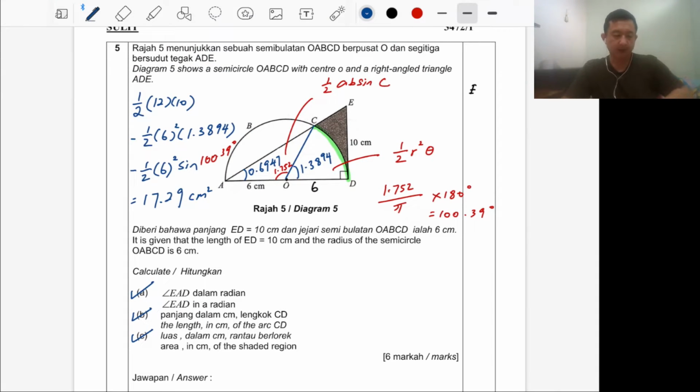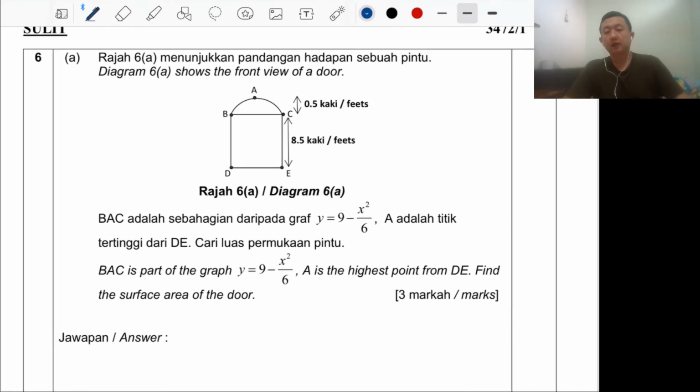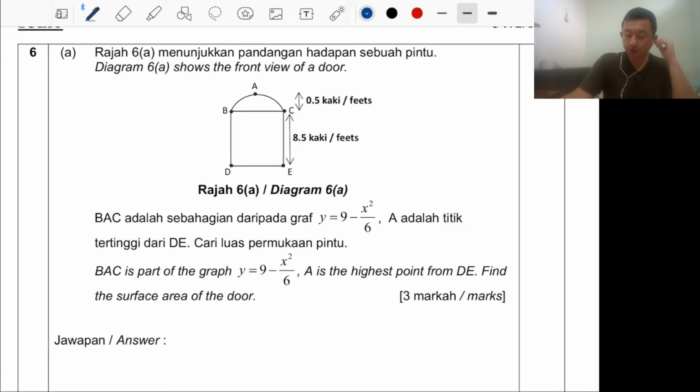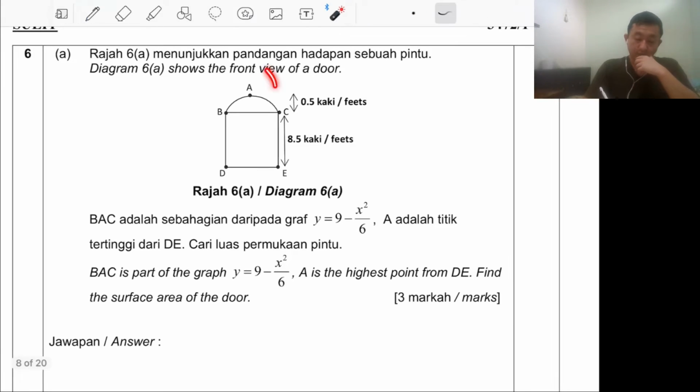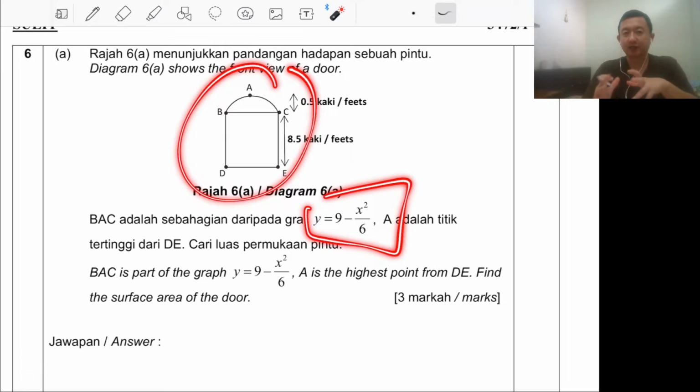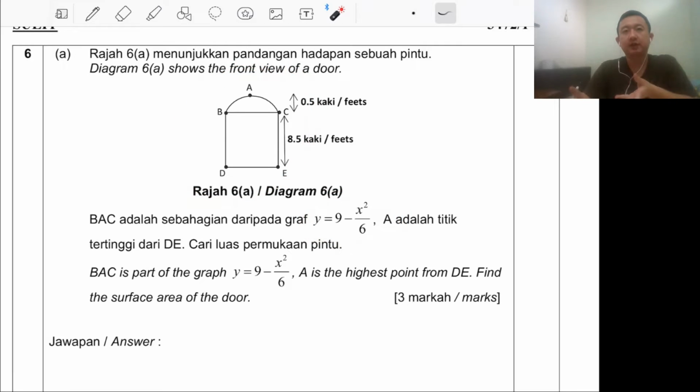Question 5 ABC. Okay, done. Next. 6A. 6A shows the front view of a door. BCE is part of the graph. Okay, A is the highest point. Whenever I have a diagram and I have an equation, I always like to check where is the origin, where is the y-axis and x-axis. Yeah, it's better to figure out first. Don't assume, okay?